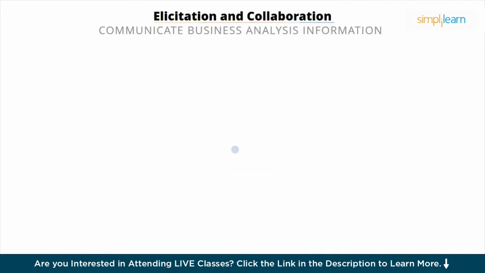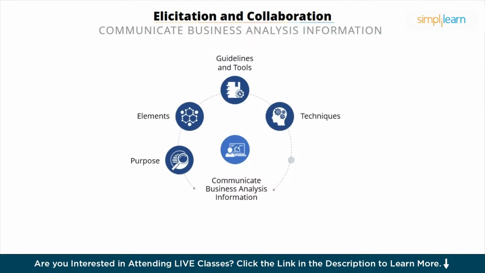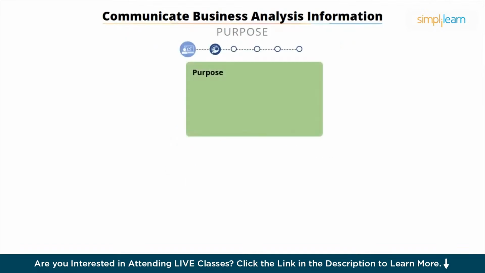This topic will focus on the purpose of the Communicate Business Analysis Information task, the elements of the task, the guidelines to be followed and the tools to be used, the list of available techniques, and lastly, the stakeholders. The purpose is to ensure confirmed elicitation results are analyzed, organized, modeled, and communicated to the stakeholders to ensure stakeholders have a shared understanding of business analysis information.